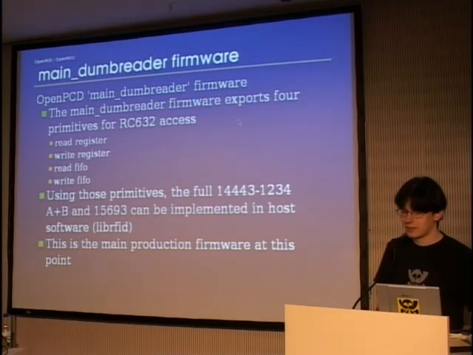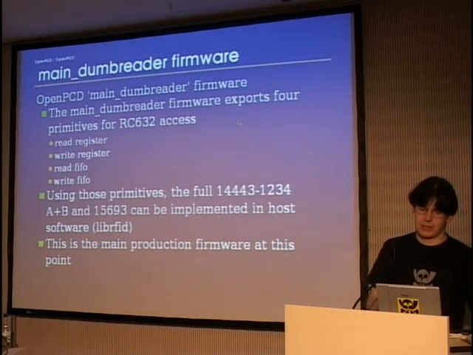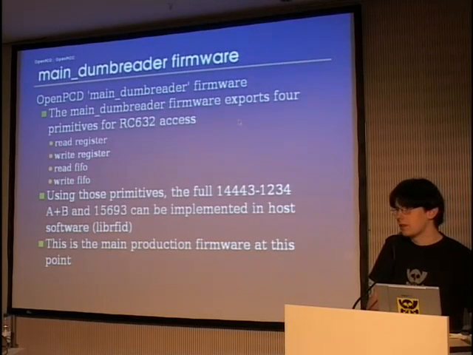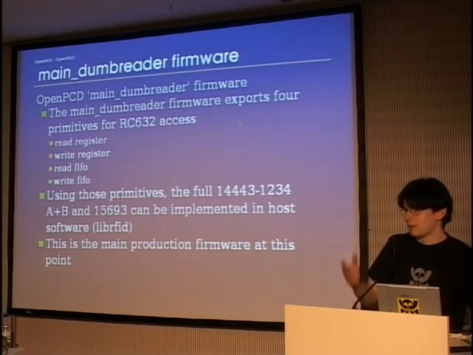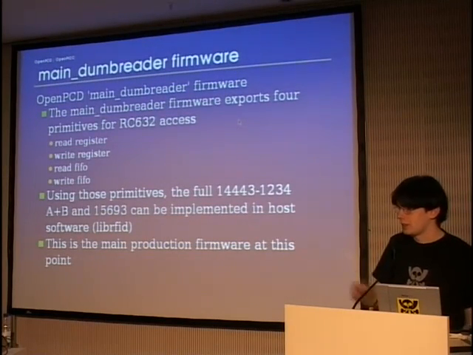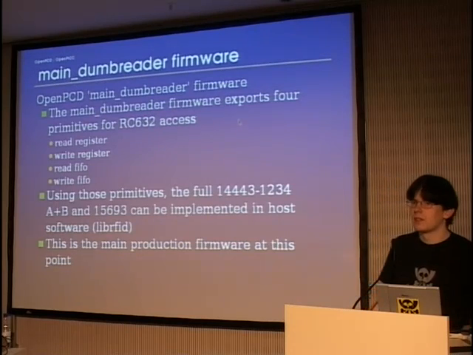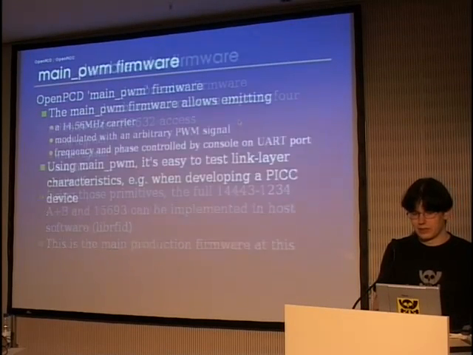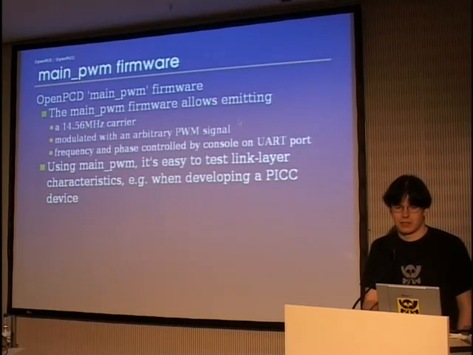B, and 15693 on the host side. So the device is just a stupid translator between USB and the 632 ASIC. This is the main production firmware as of now, because librfid on the host side has already worked with other RFID readers before, which have a similar architecture. So this is basically designing the firmware to match with existing software design. And that's why the most features are available in this configuration currently.